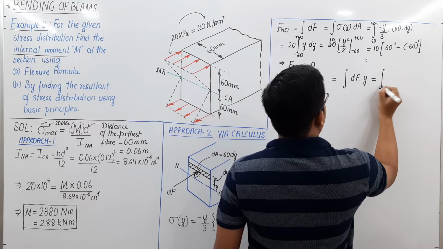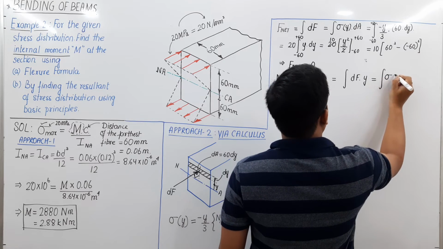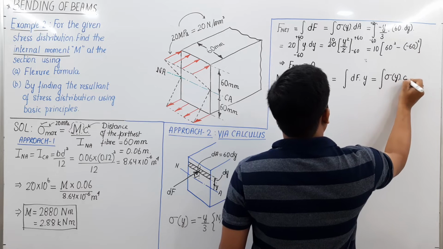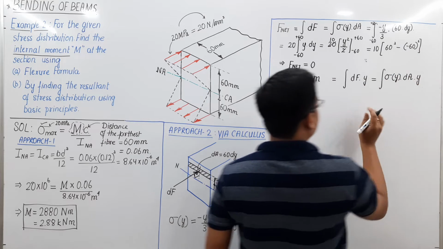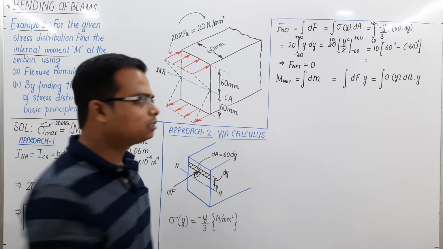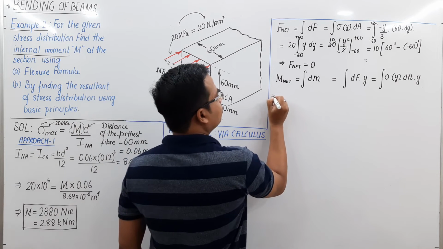Equal to, what is dF? dF is nothing but sigma as a function of y multiplied by dA, and then just write this y. Okay, we'll plug in the limits later on. Just keep watching. Here we go.